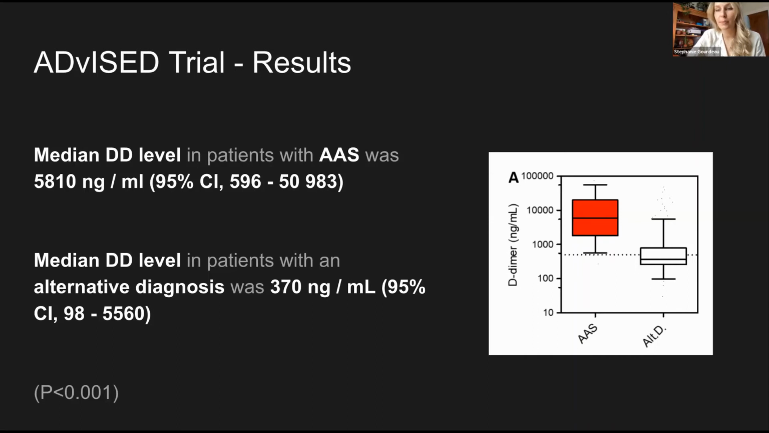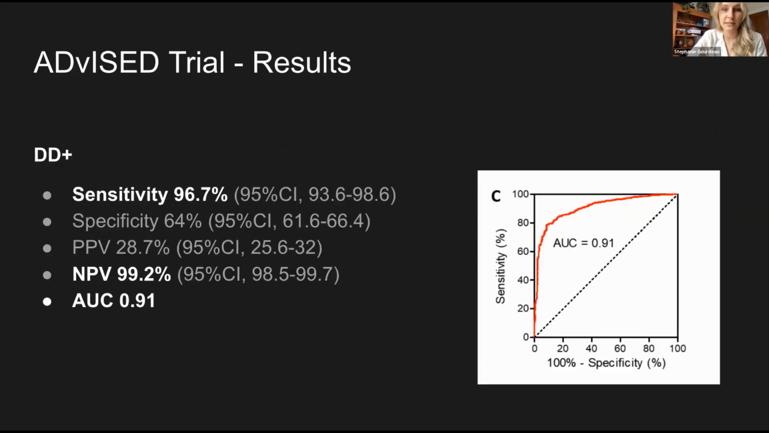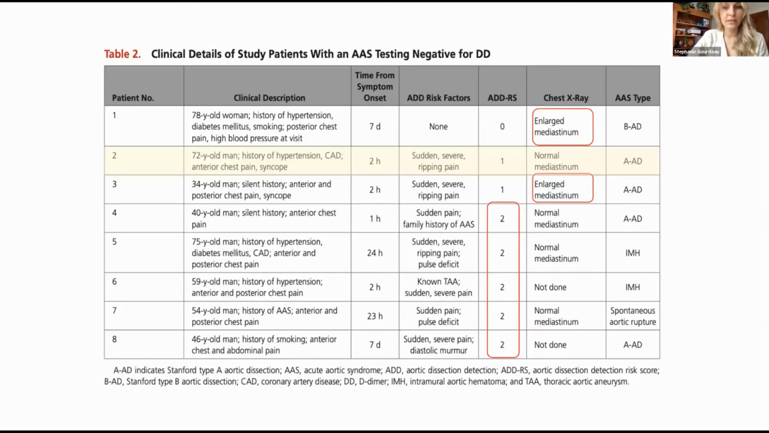However, one could extrapolate that very high levels of D-dimer, going up to 50,000, may be observed in acute aortic syndrome more than in alternative diagnoses. As demonstrated in previous studies evaluating the performance of D-dimer for acute aortic syndrome, a positive D-dimer demonstrated a sensitivity of 96.7%, a negative predictive value of 99.2%, and a good area under the curve of 0.9. This table shows the clinical details of patients with AAS that actually tested negative for D-dimer.